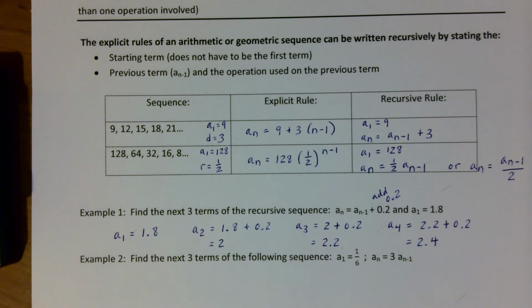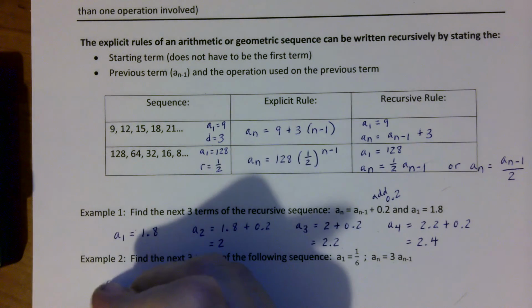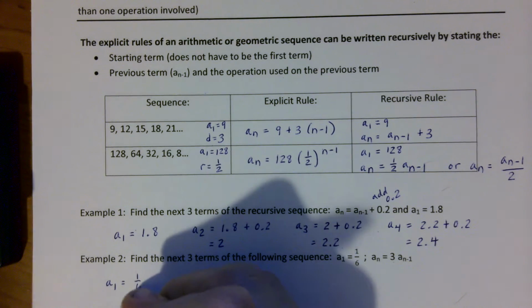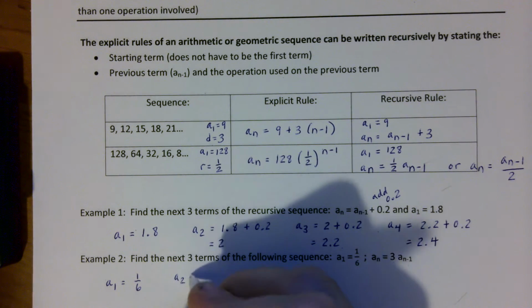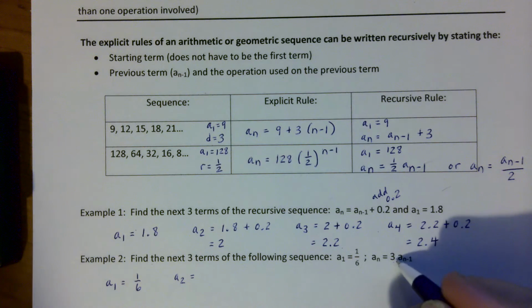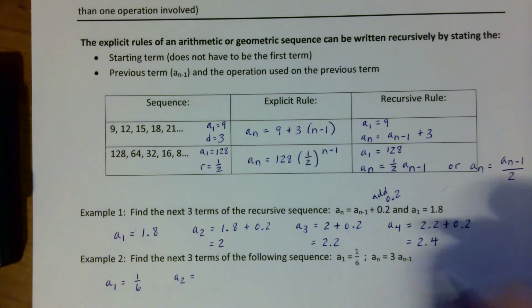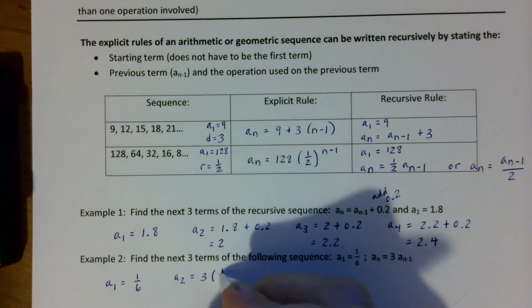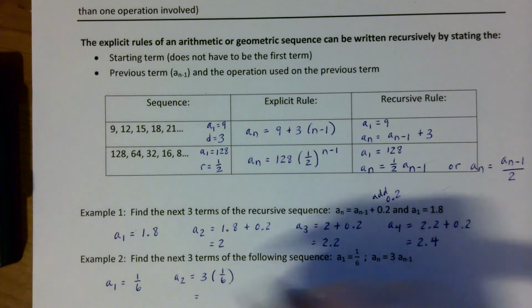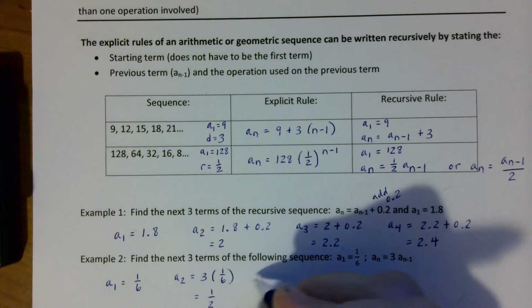Okay, let's take a look at example 2. Find the next 3 terms of the following sequence. So we're told the first term is 1/6, and to find any term, we're going to take our previous term and multiply it by 3. So we started off with our first term was 1/6. Our second term, we are going to multiply our previous term by 3. So 3 times 1/6, which is 3/6 or 1/2.